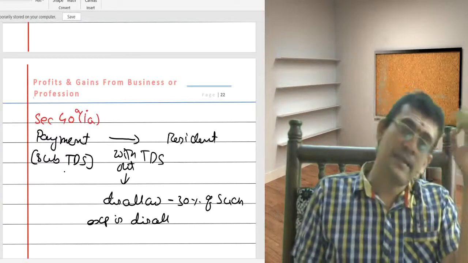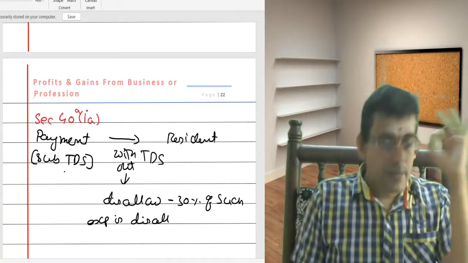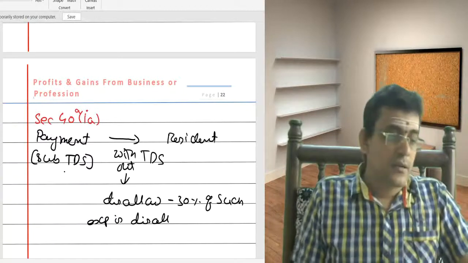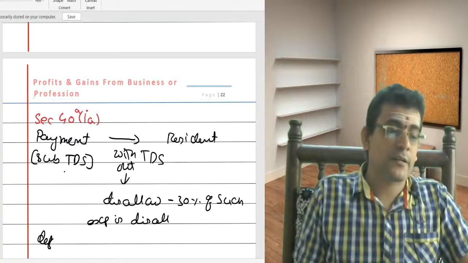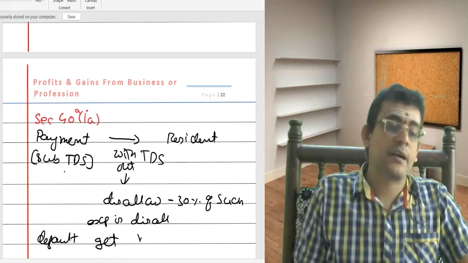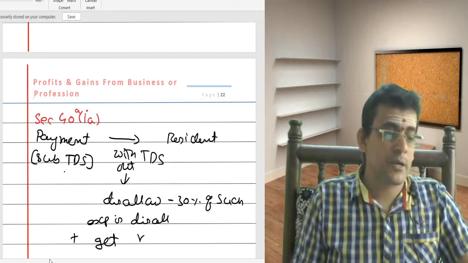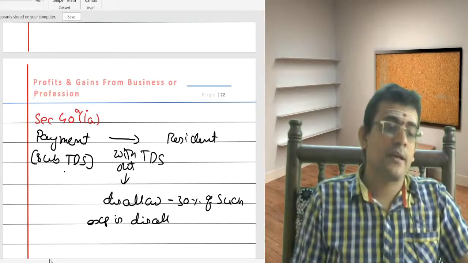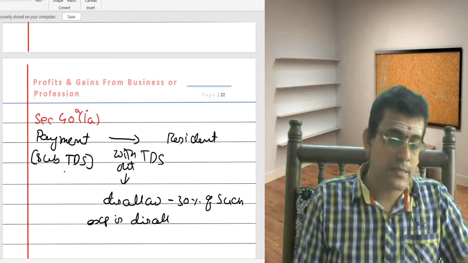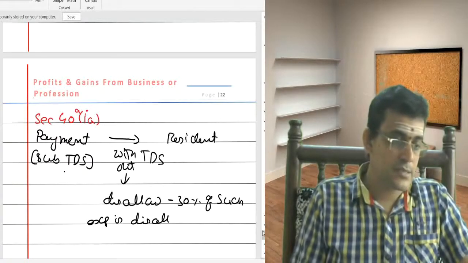So 40A subsection 1A says when you can take this 30% as deduction. It says the same as that, whenever the default gets rectified. So what you are doing in the year of payment, see, let me put it, two things are there. So whenever such payments are made, let me take an example here and let us discuss that.